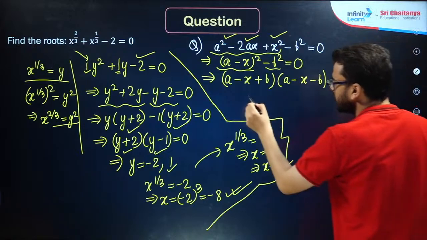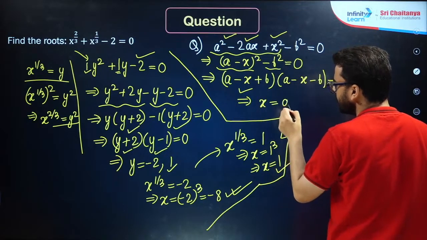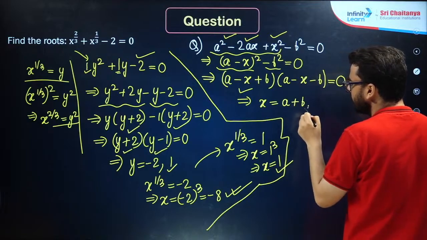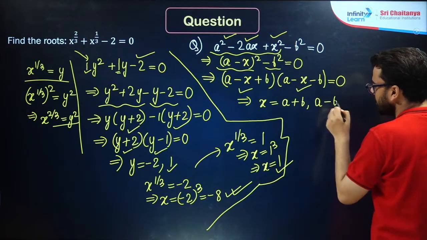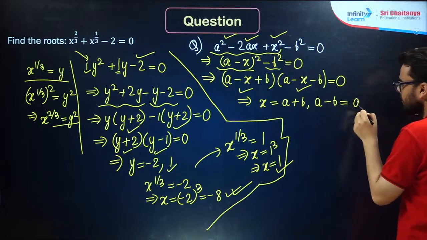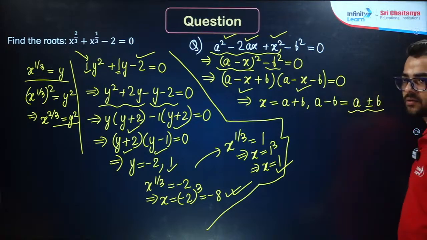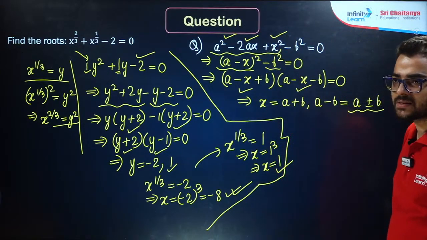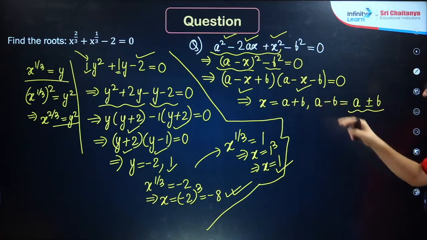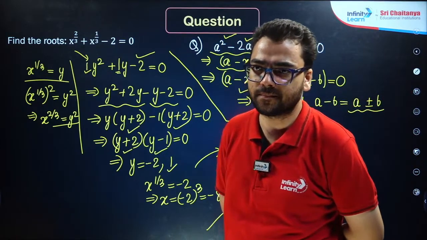So if you put this is equal to 0, you will get x is equal to a plus b. If you put this is equal to 0, you'll get x is equal to a minus b. Or you can write in the combined form x is equal to a plus minus b. These are the roots of this equation. Is that clear? A plus minus b, that is correct. A plus b, a minus b, that is correct. Any doubt in that, guys?